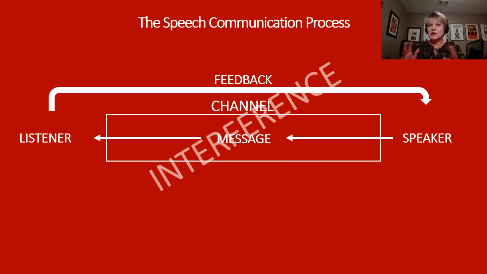Interference, when we're talking about the process, is anything that impedes the sending of a message from a speaker to a listener, or impedes feedback from getting from a listener to a speaker. It's any part of the environment or any part of the message, anything the speaker does or the listener does that prevents the message from getting through clearly, or feedback from getting through clearly. So let's think about that for a second.